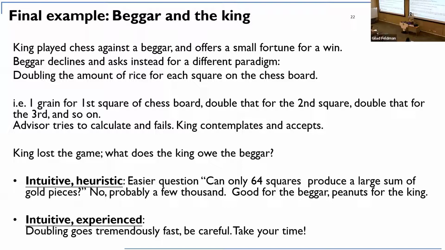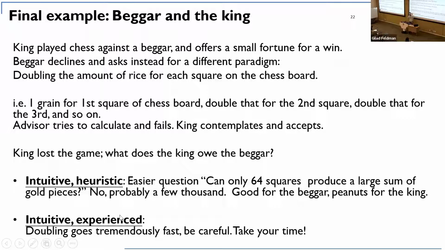So the intuitive heuristic, the easier one, is that there's only 64 squares. So no big deal, right? Like how large can this be? And we're only talking about a grain of rice, so it's this small. So probably, I don't know, like a sack of rice, maybe. Like the beggar really doesn't know anything. So he just lost a small fortune to get a bag of rice.